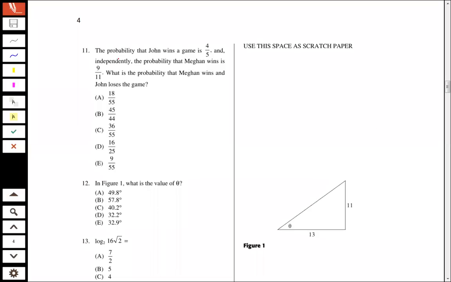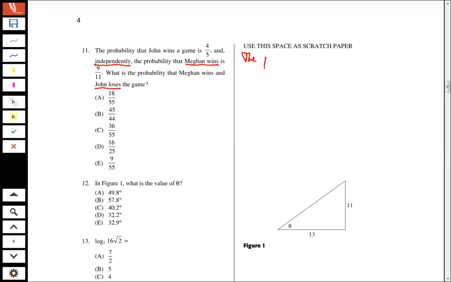The most important word in the 11th question is the word independently. Because the two events are independent, the probability that Megan wins and John loses is the product of the two probabilities.